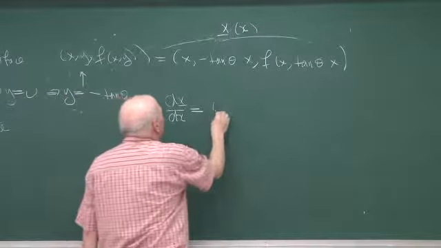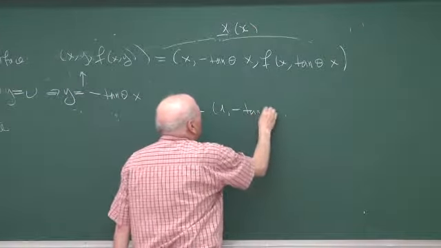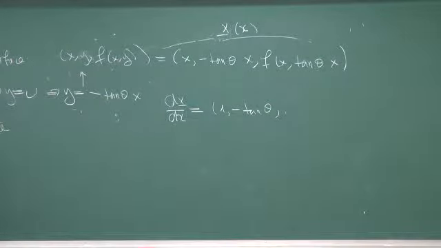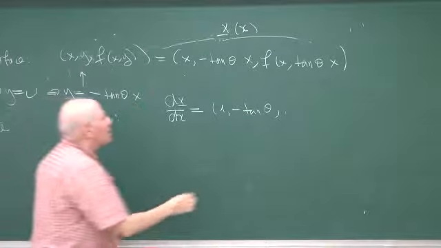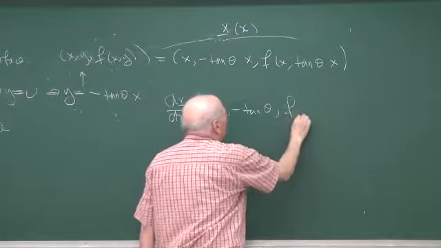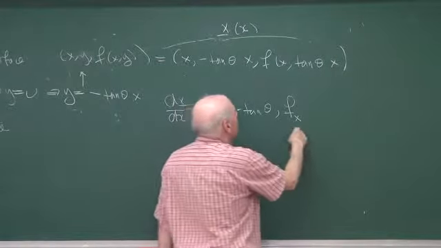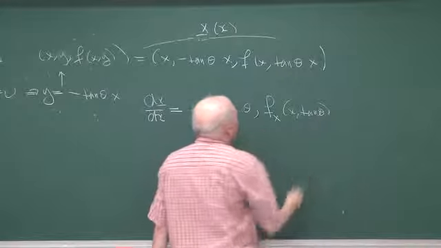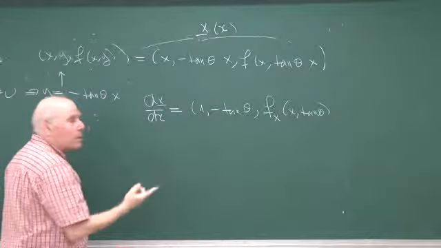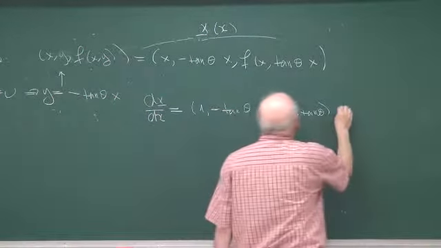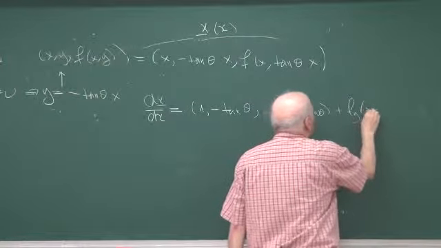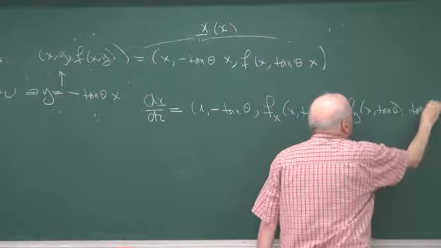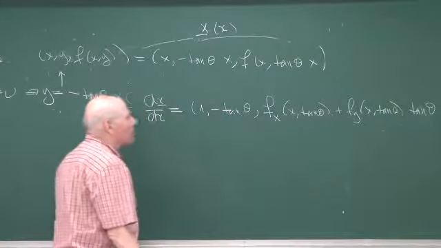So let's do it once, so we get 1, minus tan theta. And for this last one, you have to use the chain rule. So it's f sub x, meaning partial derivative, evaluated at x, minus tangent theta times x, plus the chain rule on the other one, f sub y evaluated there, times minus tangent theta.